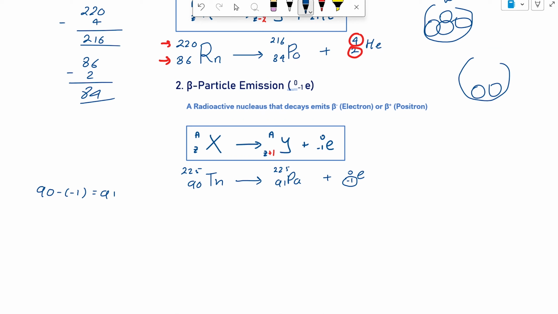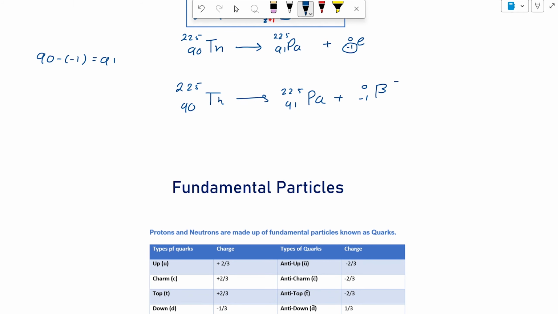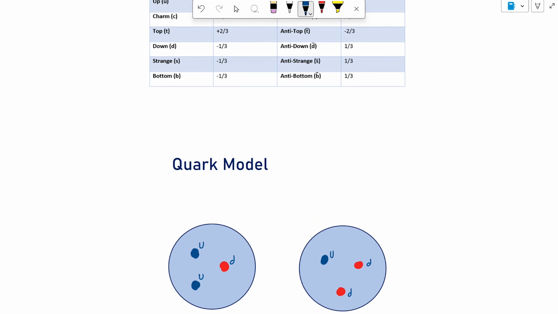Also, you can write this equation like this: 225, 90, thorium, plus, so the electron can be written as a beta particle, whichever suits you. Both of them are correct in exams. So we now shift to fundamental particles.